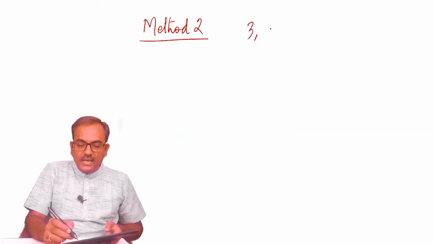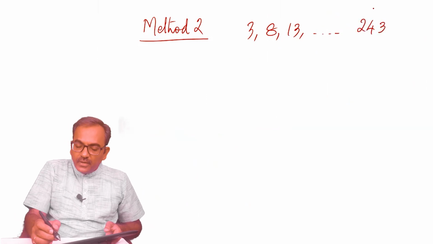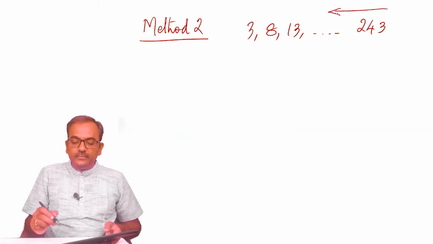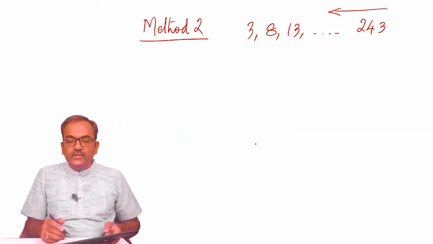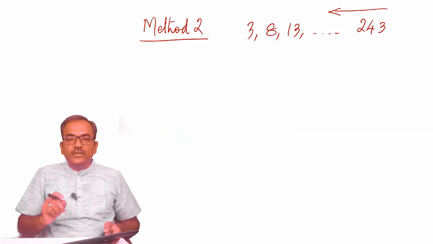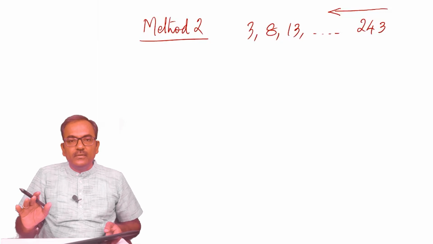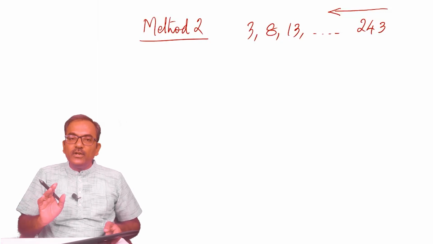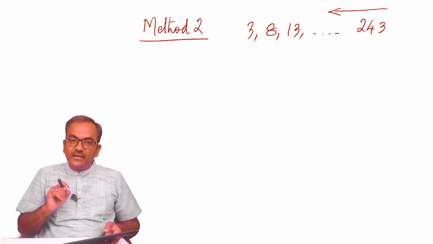I have the AP 3, 8, 13, and so on up to 253. I am supposed to find the third term from the other end. So when I replace the positions in such a way that the first will be the last and the last will be the first, it's very simple that I write the terms in the reverse way. What happens? Will the property of the AP be retained? Of course yes. Then what would be the difference?